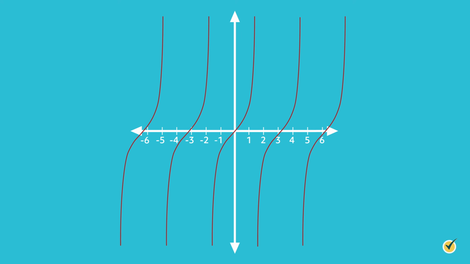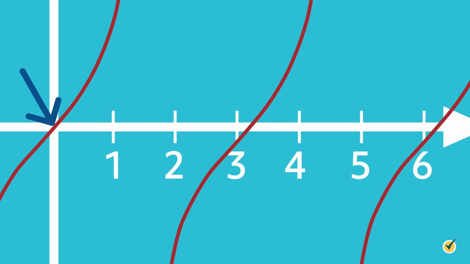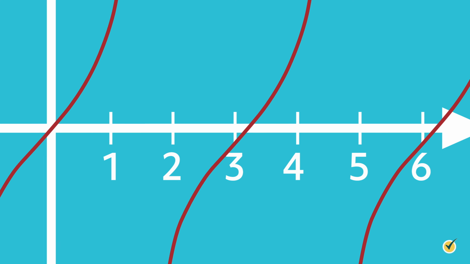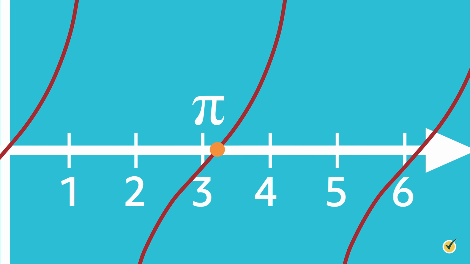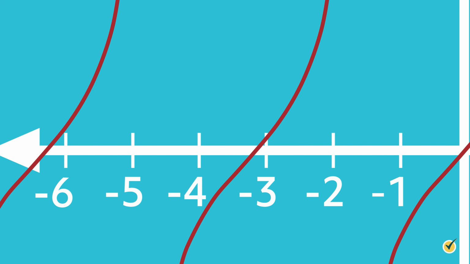Unlike the basic sine and cosine functions, which have a range of -1 to +1, the y values of the tangent function have a range of -infinity to +infinity. There's something else here that is interesting. Let's look at where the graph touches the x-axis. It crosses at x equals 0, and to the right it crosses again a bit after 3, and a bit more after 6. If we were to zoom in, we would see that it crosses at pi and 2 pi. To the left of the y-axis, it crosses at x equals -pi and x equals -2 pi.